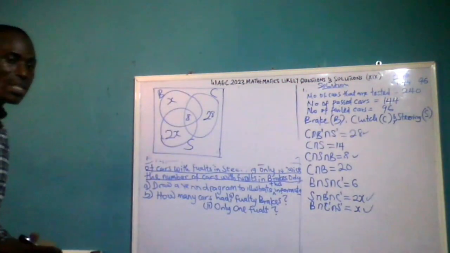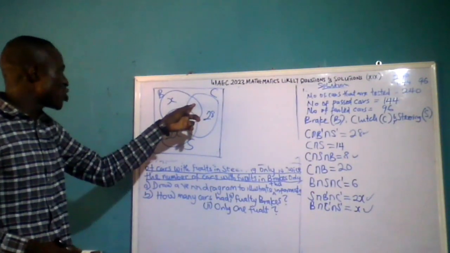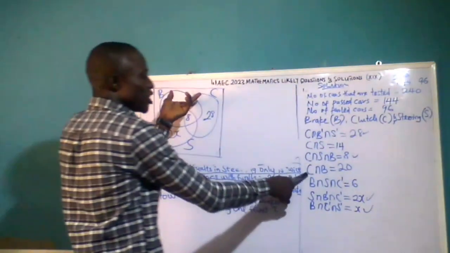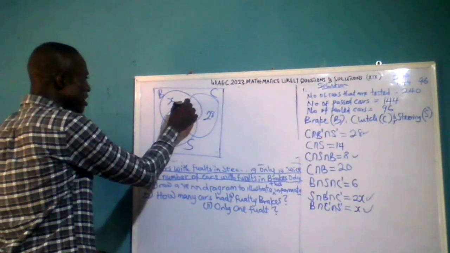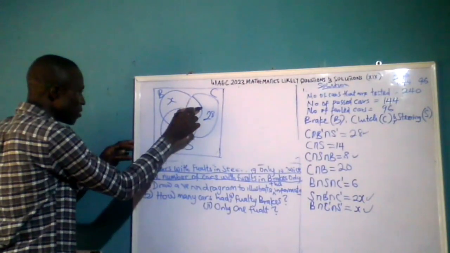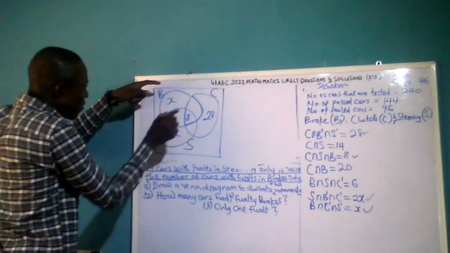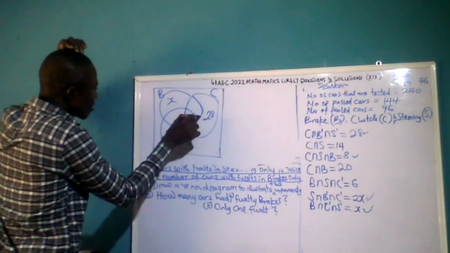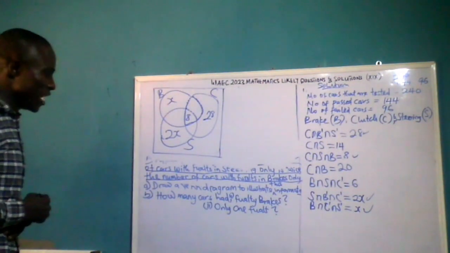Now the next thing is to look at the number of cars that fall into this region, that is clutch and brake only. Take note of that. We only have clutch and brake, which is contained in this region. Take note, please. However, clutch and brake only is contained in this region. Okay, so let's look at it.